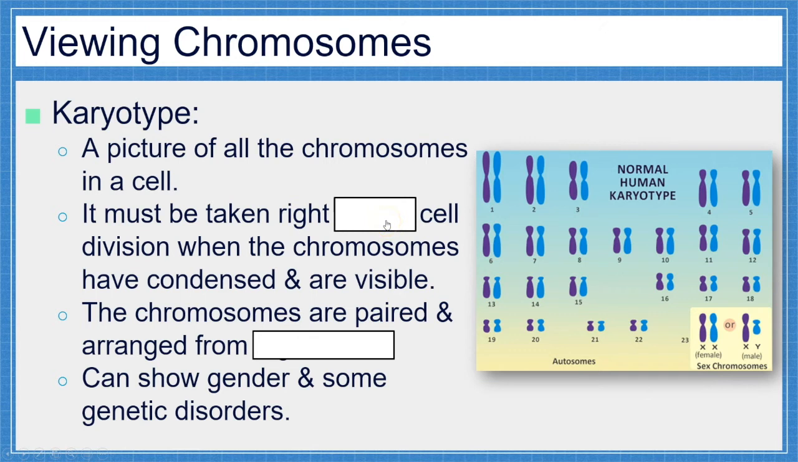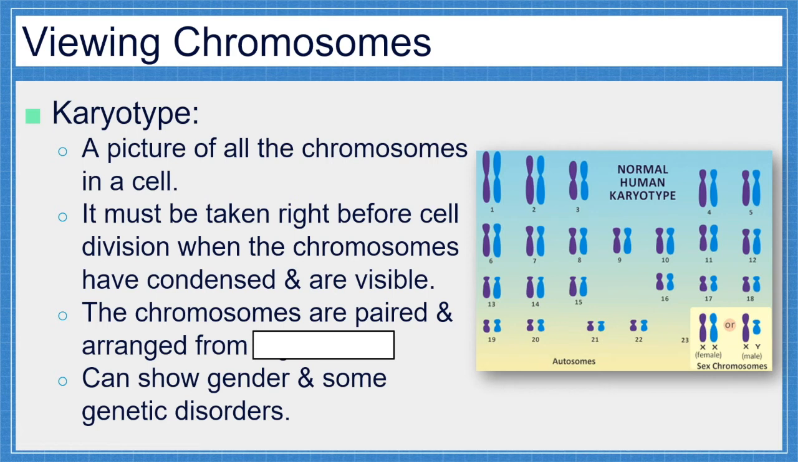Now, to take the image we need to do a karyotype, we have to be able to see the chromosomes, and we need to do it before the cell's actually divided. So there's a very small window where we can actually do this. It has to be taken right before division, when the chromosomes are condensed and visible. So after DNA has replicated, but before mitosis has really started. And so we can take a photo using a microscope of the chromosomes in the cell, zoom in close enough and take that photo.